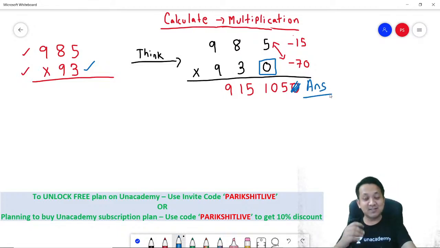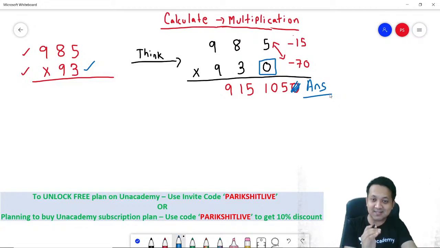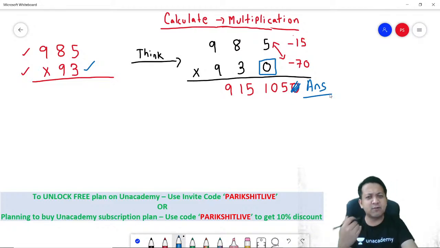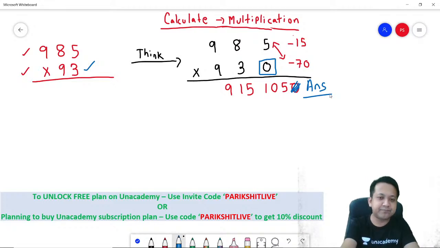I hope you follow this. This is a super awesome method of solving sums. This is how you should calculate when you are solving questions, either LRDI or quants. Don't calculate the normal way. It's going to take a lot of time.